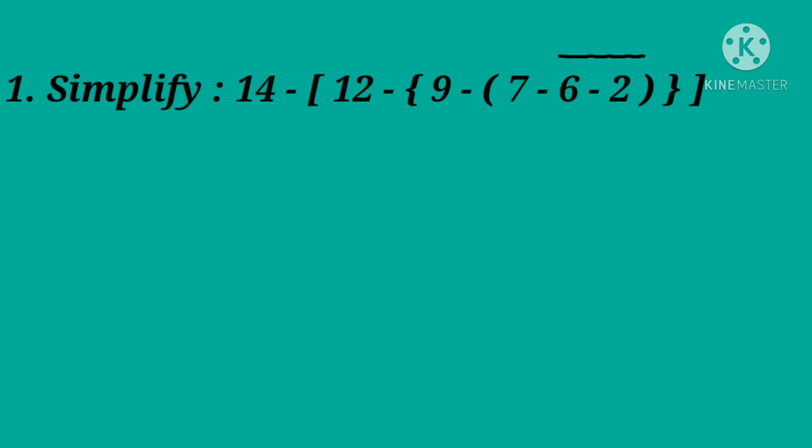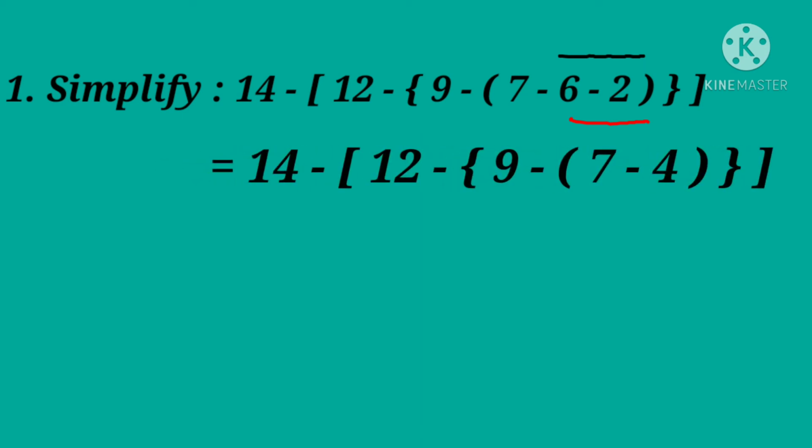In the given expression, as I told you, when the brackets are present, we first solve the vinculum, that is the bar. So we will first solve the number under the bar, that is 6 minus 2. So after subtracting 6 minus 2, we get 4, and other terms will be written as it is.